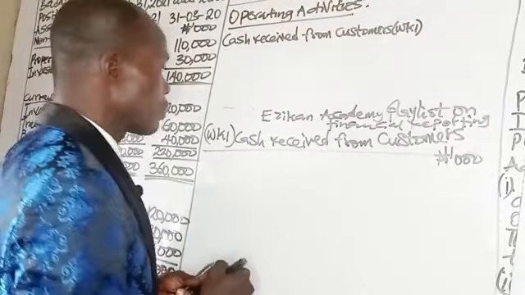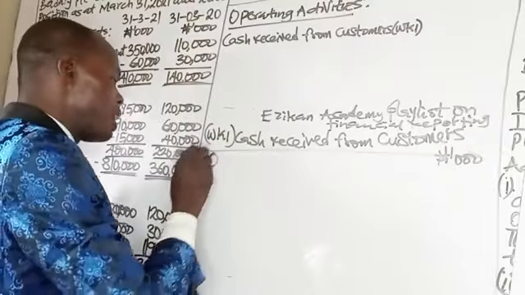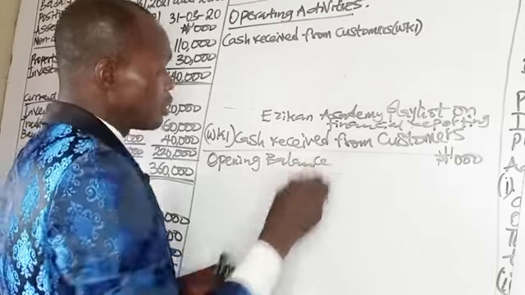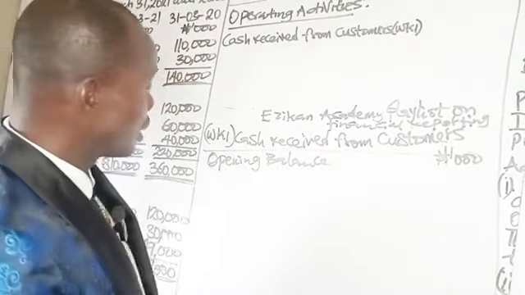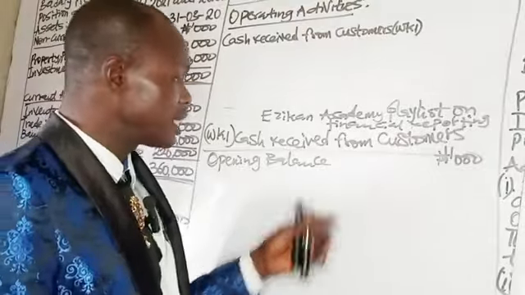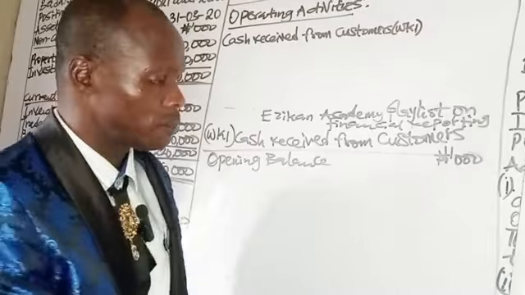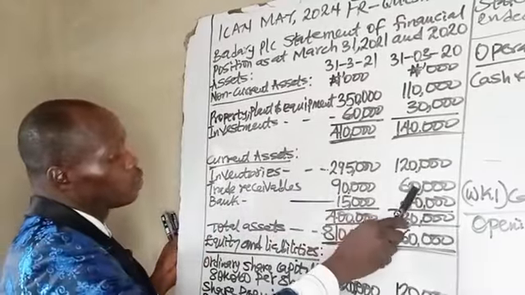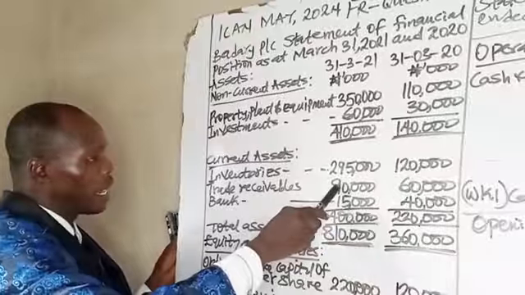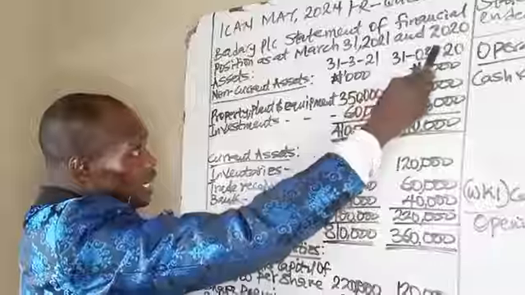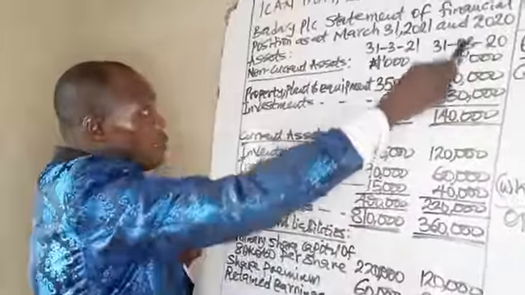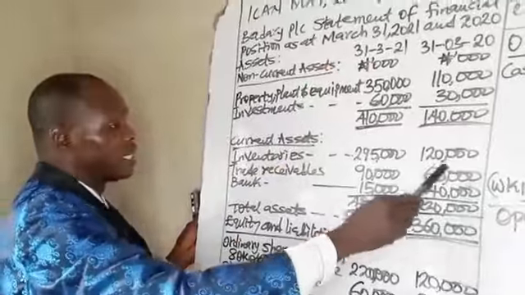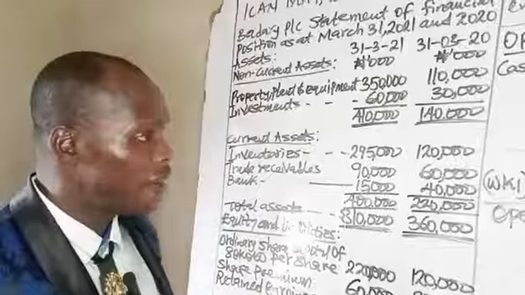So as usual, we normally start with the opening balance. Remember, I've told you that all the opening balances will be found in the opening statement of financial position. The opening balance in respect of trade receivables amounted to 60,000, while the closing balance is 90,000. Remember, this is 2020. The figure you have in this column is your opening balance, while the figure you have in this column is your closing balance. So our opening balance amounts to 60,000.